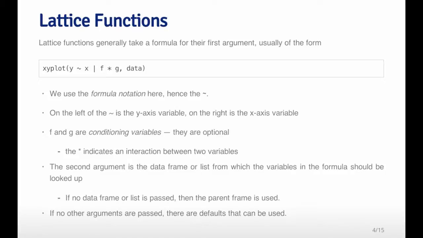So the idea is that you want to interpret this function call in words. I want to look at the scatter plot of y and x for every level of f and g, right? And you don't have to use two different categorical variables there. I just wanted to show that you could. And then the second argument is the data argument, and this is the data frame where the variables x, y, f, and g can be found. If there's no data frame there, then it will look in your workspace for the variables to plot.